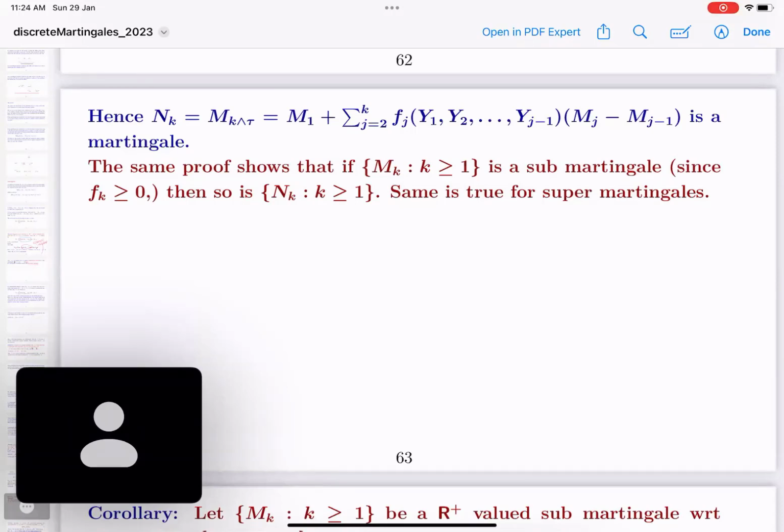So stopping theorem is, to begin with, if you have a martingale, applying the stopping theorem, you are going to get martingales. If it is a submartingale, you will get a submartingale. If it was a supermartingale, you will get a supermartingale.